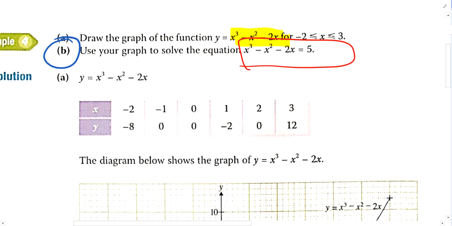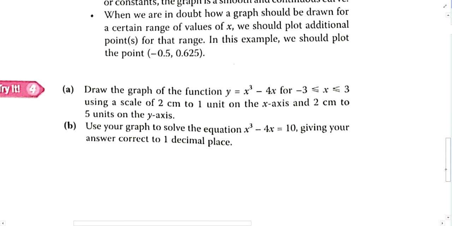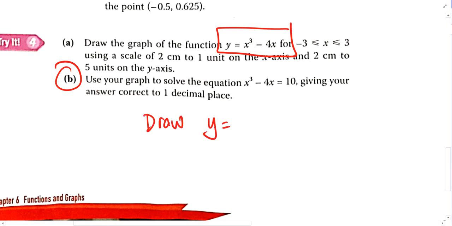Can? Okay, now what we're going to do is try it for, no need to do the graph. I just want you to do part B. Tell me what is the graph you will introduce. Assuming we've already drawn this, we've already drawn y equals to x cubed minus 4x. Now, what graph are you going to draw to solve part B? Draw y equals to 10.